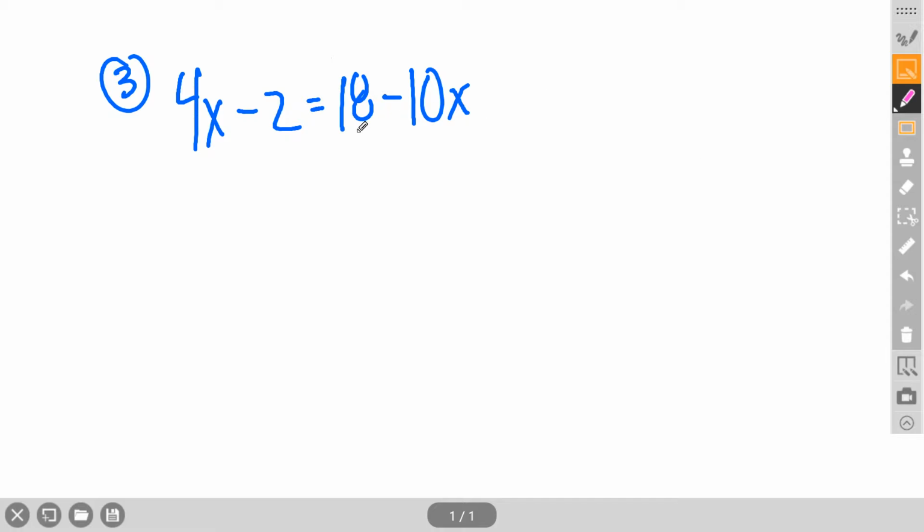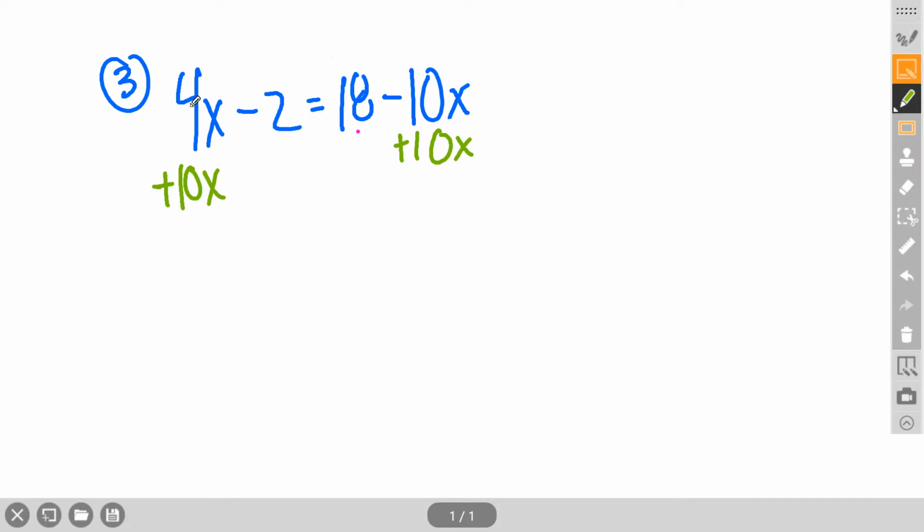On the right side, we see two terms. We see this one and this one. And this term has an x in it. The negative 10x has an x in it. And that's not okay. We need that on the left side. So I'm going to move that to the left side by adding or subtracting. It's already subtracted, so I'm going to add it to get it to the left side. Okay, I'm going to add it over here.